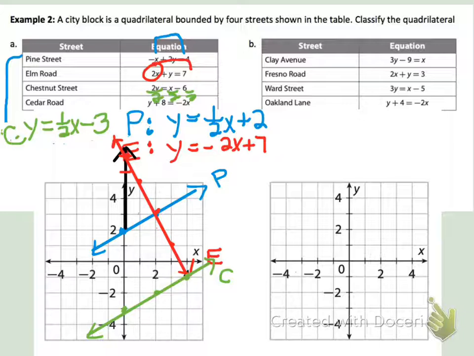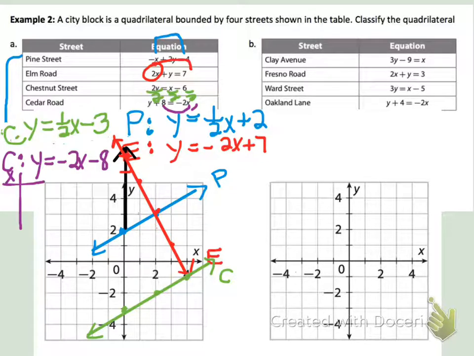All I have to do to get that one in slope-intercept form is to simply move the 8 to the other side by subtracting it. So Cedar Road, that's another C, would be y is equal to negative 2x minus 8. Oh no. That's definitely not going to fit on there. So that's going to be a y-intercept of negative 8 and a slope of negative 2. So we can't fit that one on there. So let's see if I could just pick a couple points to plug in for that one. When we can't fit that on there, that's okay.